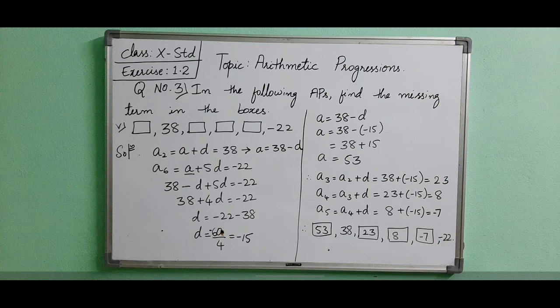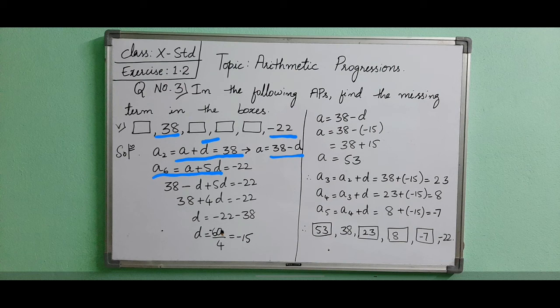First term is not given here. Here the second term and the sixth term are given. So with the second term and sixth term, first we have to find d and a, then we can find any number. First we will do with a2, given as 38, which is nothing but a plus d. a plus d is equal to 38. Then a is equal to, when we shift this d, it will become 38 minus d. a plus 5d, a6, means a plus 5d is equal to minus 22.